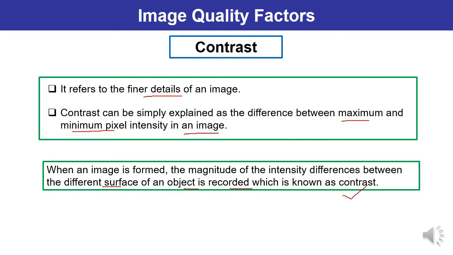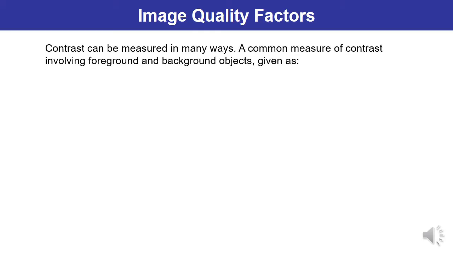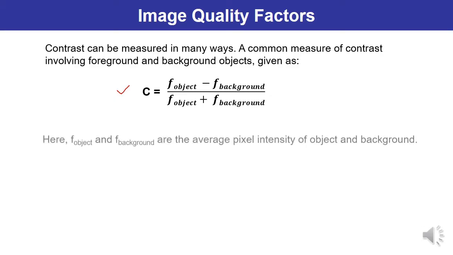So contrast is a very important factor which defines the image quality, and there are various ways in which contrast can be measured. A common measure of contrast involves two factors known as average pixel intensity of object and the background. So accordingly, it can be written as C is F object minus F background upon F object plus F background. Here F object and F background are the average pixel intensities of object and the background.